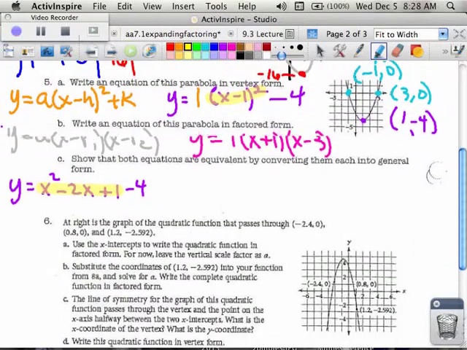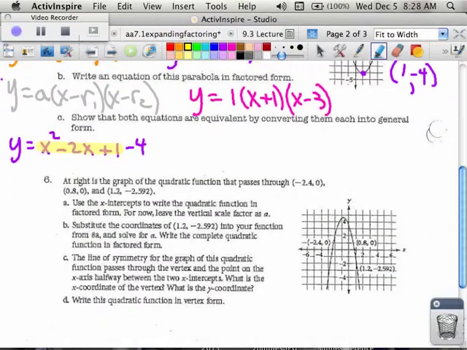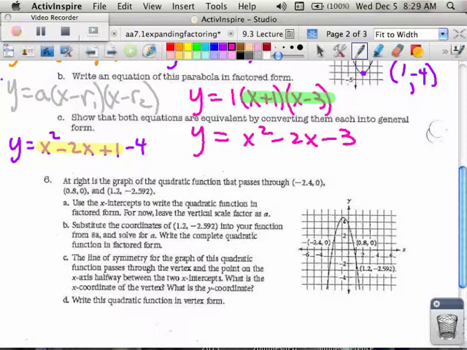And then in the pink, if I multiply these two parentheses together, what I would see down below is y equals x squared minus 2x minus 3. And you say to yourself, whoa, those aren't the same. But that's because I forgot to do one thing in the purple.